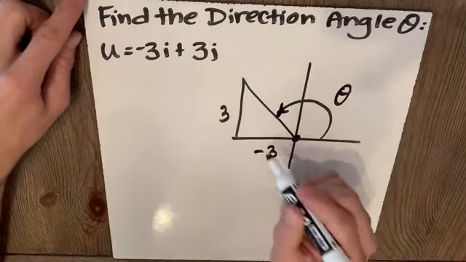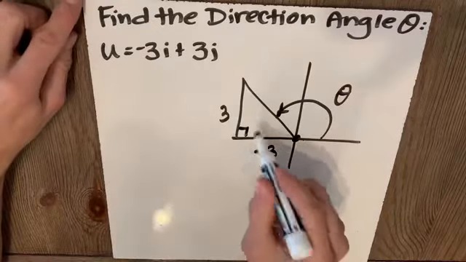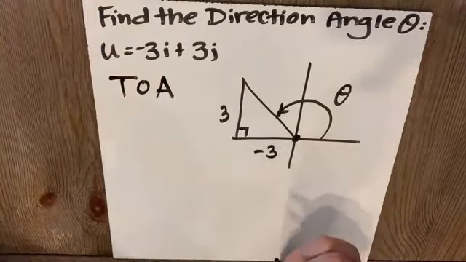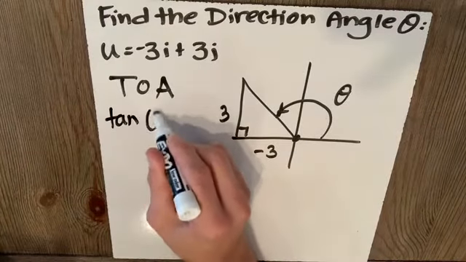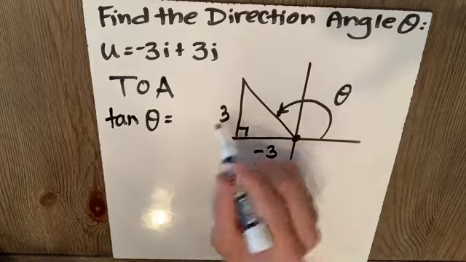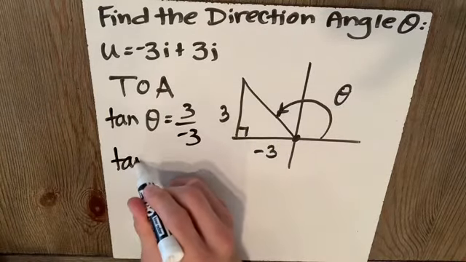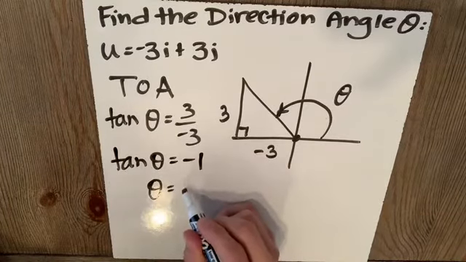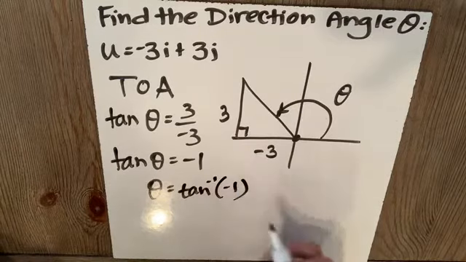Well, we can do a simple trig problem, right? Right triangle trig. We know tangent is opposite over adjacent. So I can say tangent of this angle equals 3 over negative 3. So tangent of theta equals negative 1. And theta is inverse tangent of negative 1.